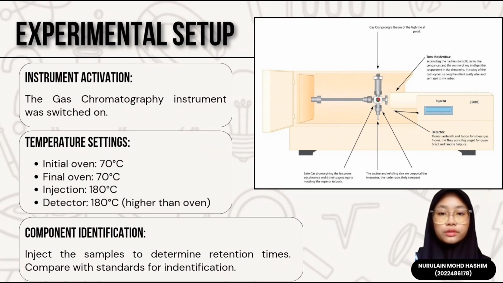Next is instrument configuration. The Agilent 6890 GC system requires careful parameter setup. The oven temperature is maintained at 70 degrees Celsius, while the detector temperature is set to 180 degrees Celsius. This ensures optimal separation and detection. The injection port is also heated to 180 degrees Celsius to facilitate rapid vaporization of the sample.